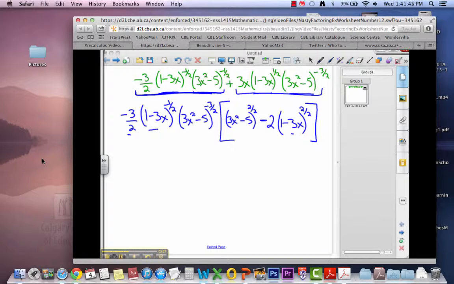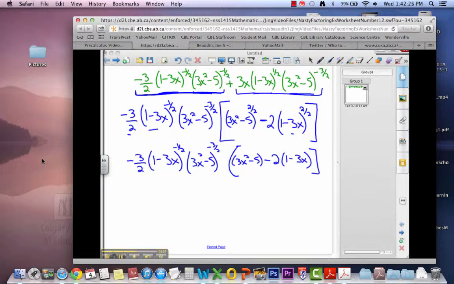So if you can do that first step, you've pretty much got it beat, because there's just minimal simplifying that needs to happen. Now leave this first thing out front alone, negative 3 over 2, 1 minus 3x to the negative 1/2, 3x squared minus 5 to the negative 3 over 2. Now inside these big brackets, 3x squared minus 5 to the power of 1, because 2 over 2 just equals 1, minus 2 times 1 minus 3x to the 1.